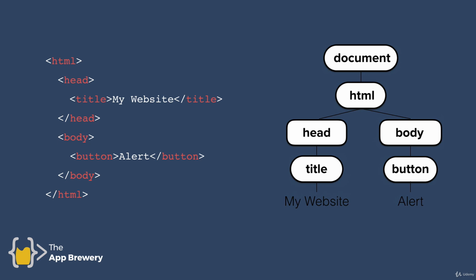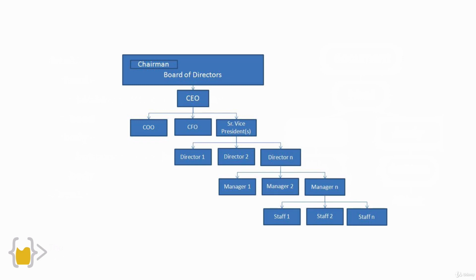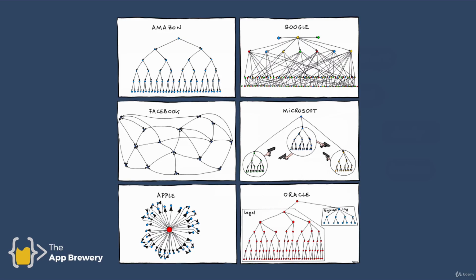So, for example, the head section is a descendant of the HTML object, but the head and the body, they're siblings. They're not descendants of each other. And everything that is contained inside your HTML document is contained in an object called the document. And for some of you guys, this might look a bit like the organizational structure of a company with bosses and subordinates all mapped out.